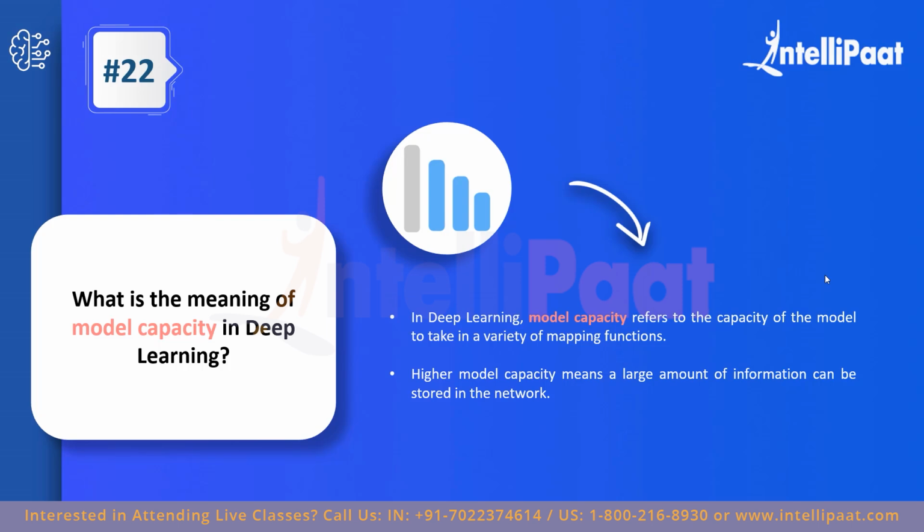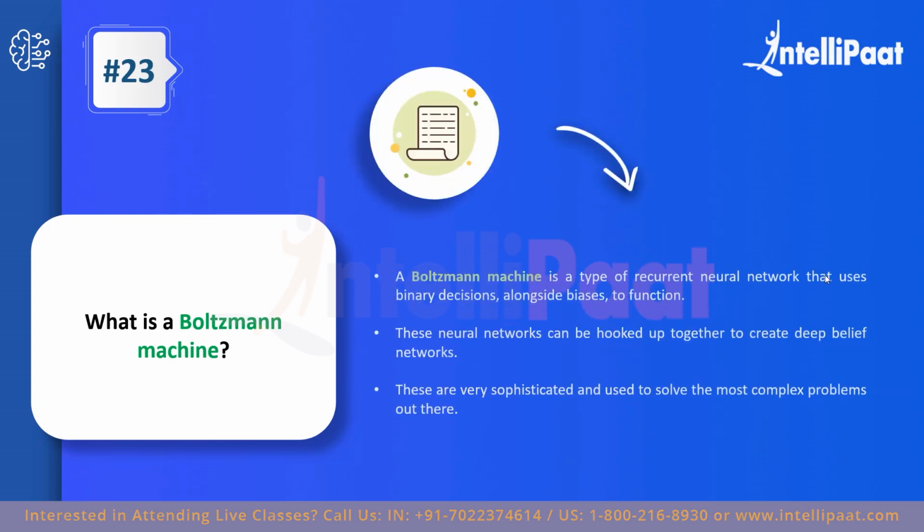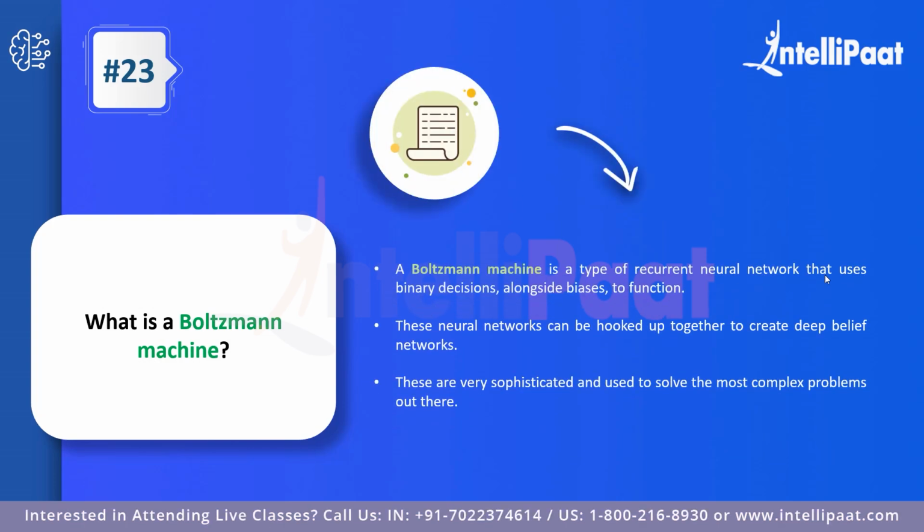If the model capacity is low, as the name suggests, it means it cannot effectively handle a large amount of information at a time as well. So model capacity is something which is very straightforward, but yet it turns out to be a very important concept in deep learning. Now with this we can come to the 23rd question that states, what is the Boltzmann machine?